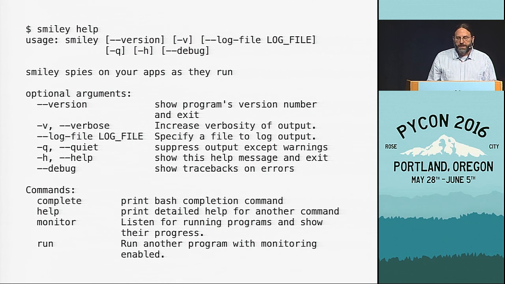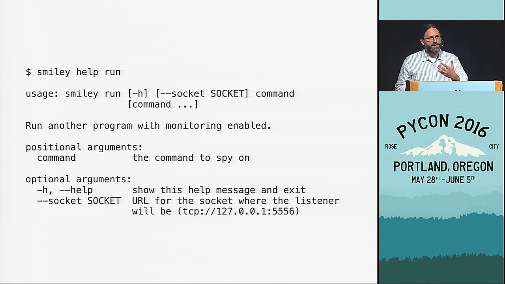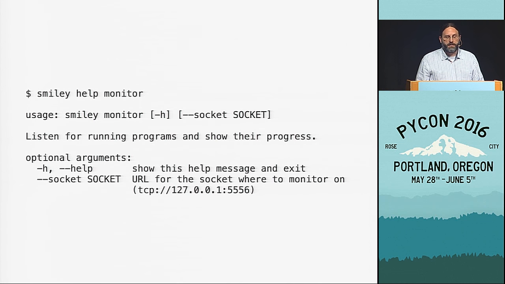So I started with a run command to set up the trace code and publish events to a ZeroMQ socket, and then I wrote a monitor command to listen for those messages and just print them to the console. Both of those default to using a localhost socket, but because it's ZeroMQ, it's possible to specify a different URL there, and you get remote monitoring, and it's just built in for free.